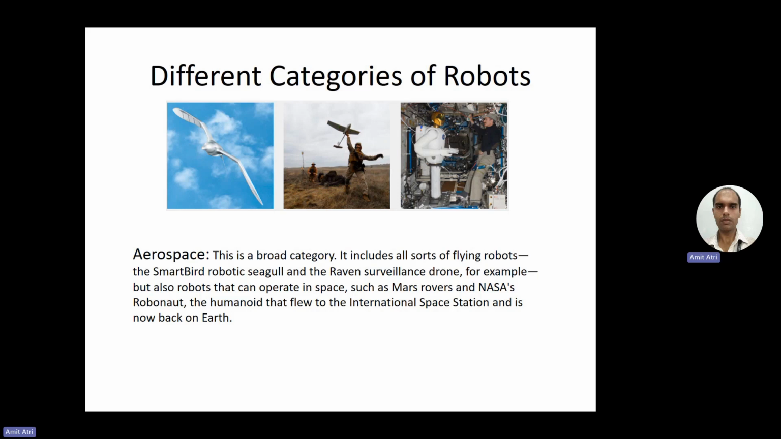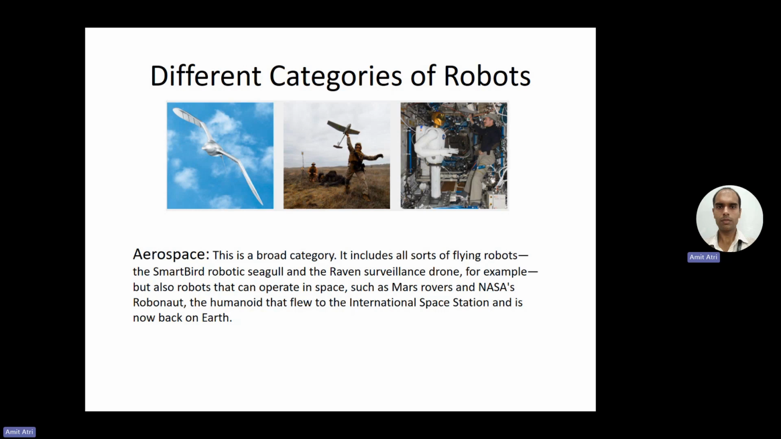Topic in the robotics and its application course: the different categories of robots. So under the first category, that is the aerospace or the aviation-based robots, this is a very broad category, and it includes all sorts of flying robots: bird-like, drone-like, humanoid as well, means human being-like. Okay, so one example is the smart bird robotic seagull, shown in the picture there.